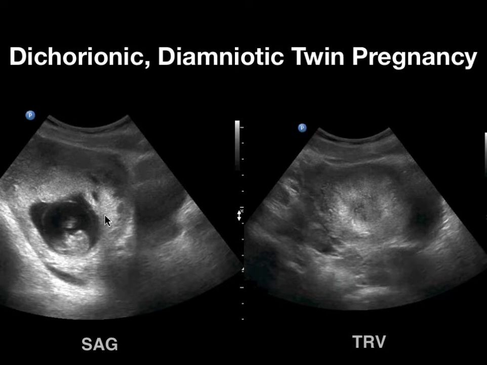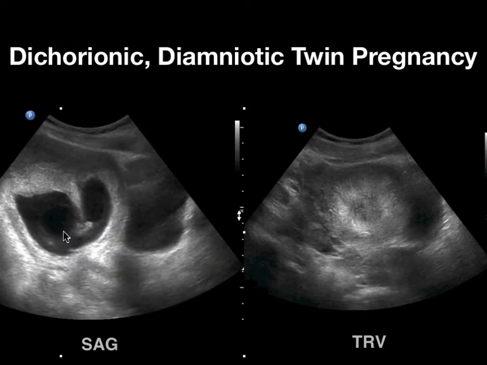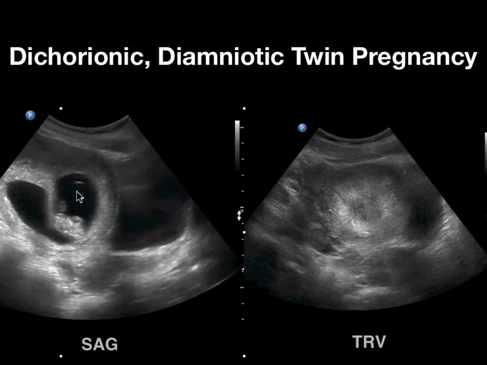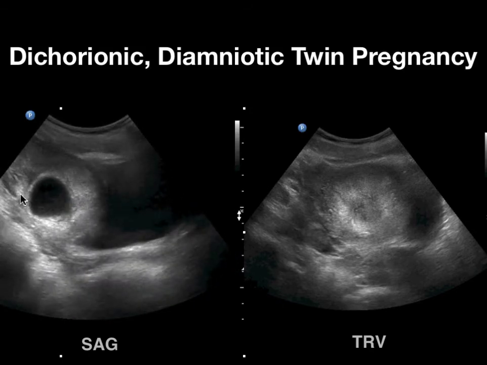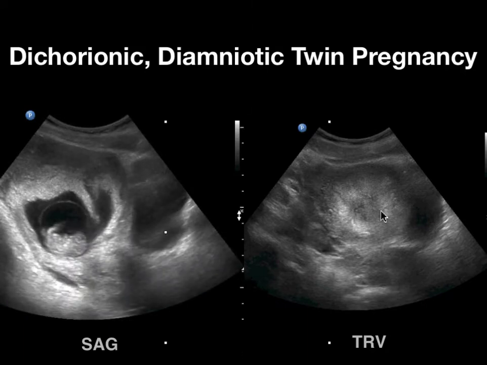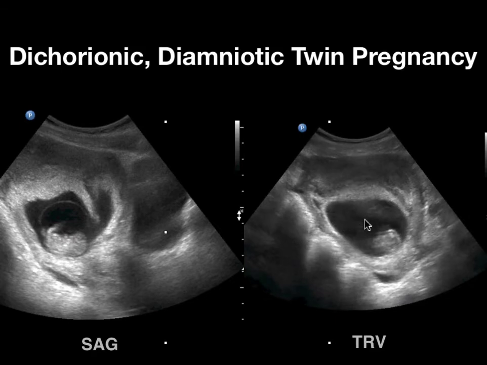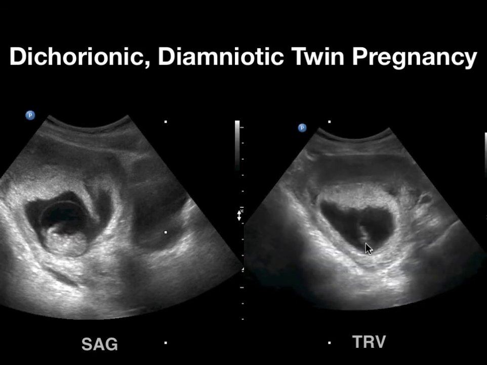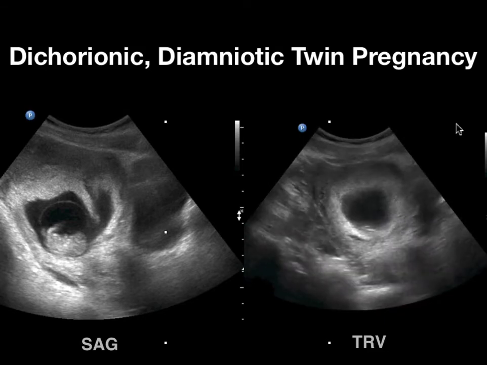Here we have a patient with a dichorionic diamnionic pregnancy. You can see here is one amnion, and you can see here's the second amnion, and they're contained within two different chorionic sacs. And here's a transverse view. Here's one pregnancy, and here's the second pregnancy. So this is a dichorionic diamnionic twin pregnancy.